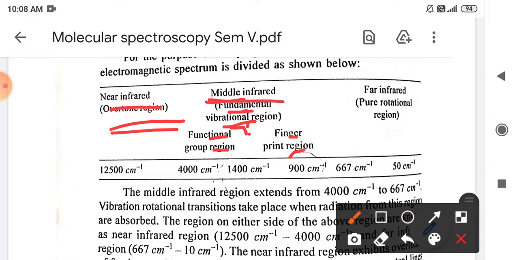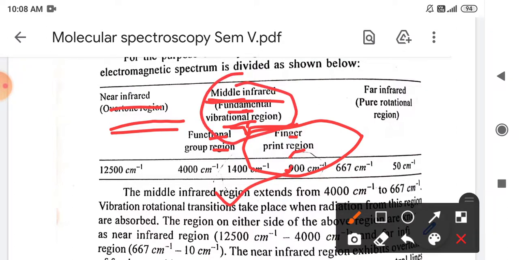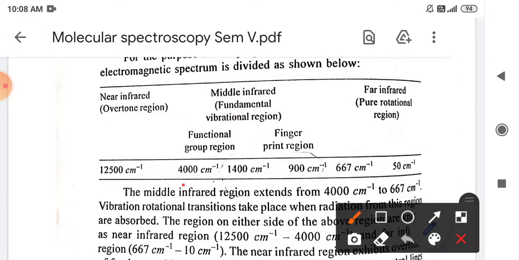The functional group region gives you the idea about the functional group present in the given molecule, and the fingerprint region, from 400 to 900 centimeter inverse, is quite specific for the specific functional group. Due to this fingerprint region only, we get the exact knowledge of the functional group present in the given molecule. This middle infrared region, that is the fundamental mode of vibrational frequencies, is the most important part, and it ranges from what? 400 to 4000 centimeter inverse.